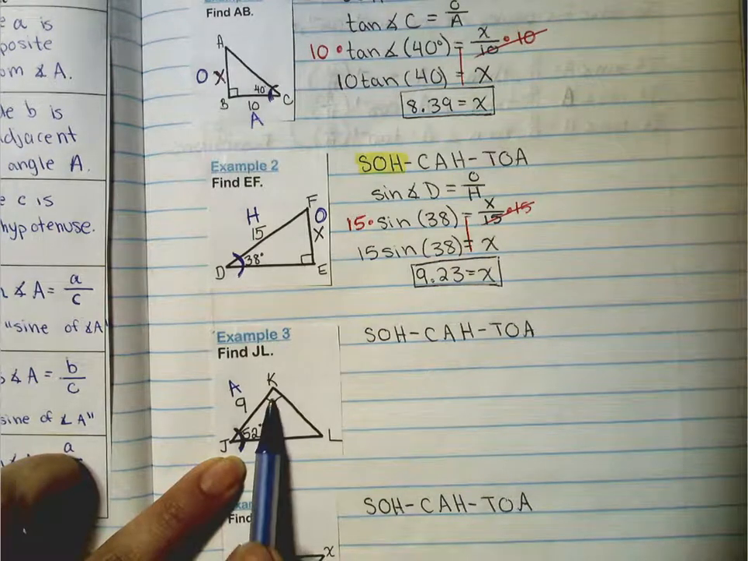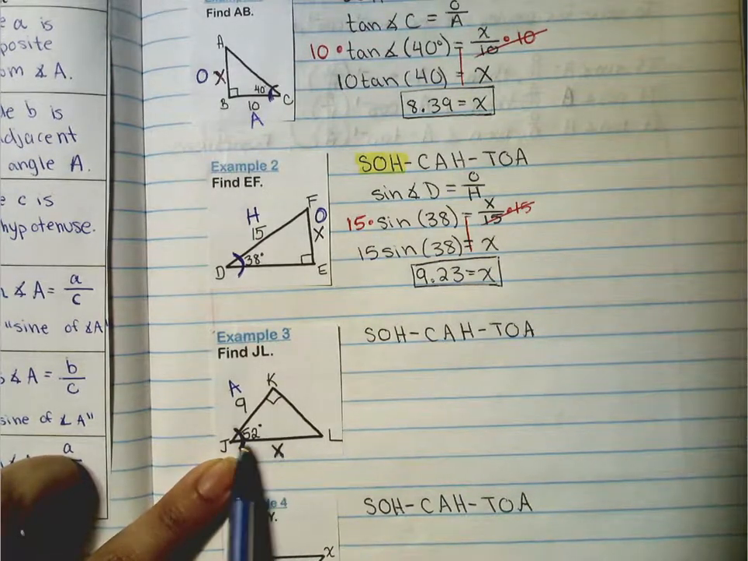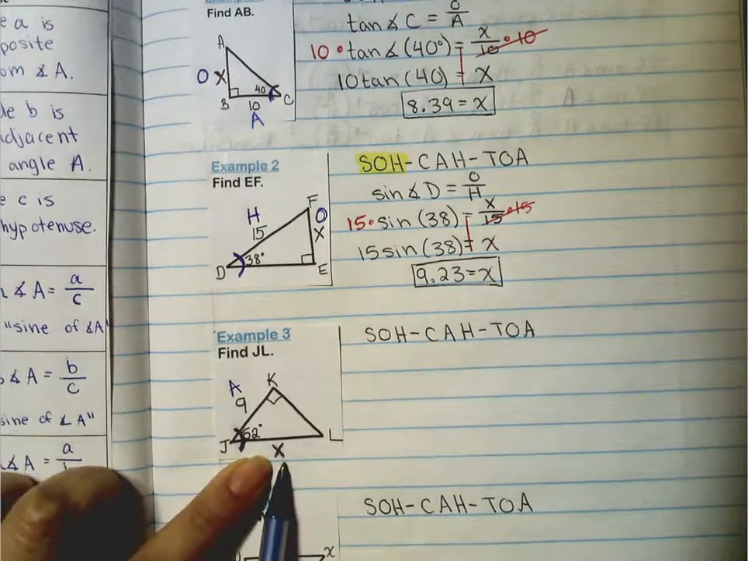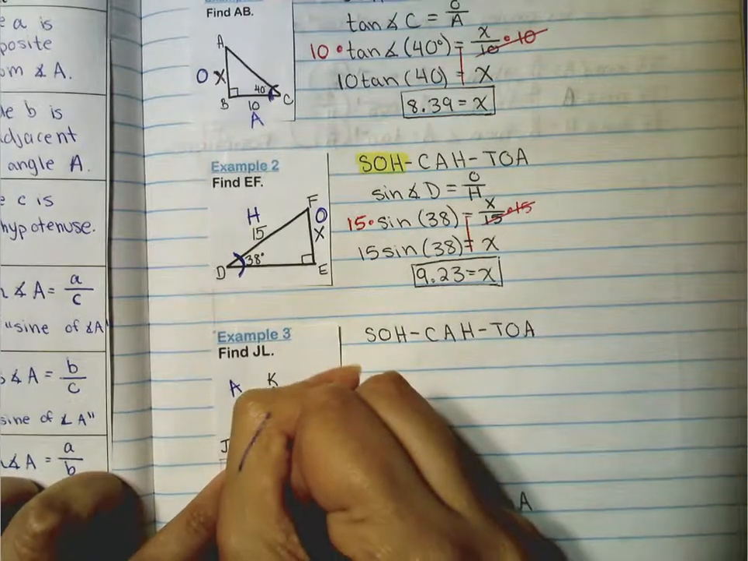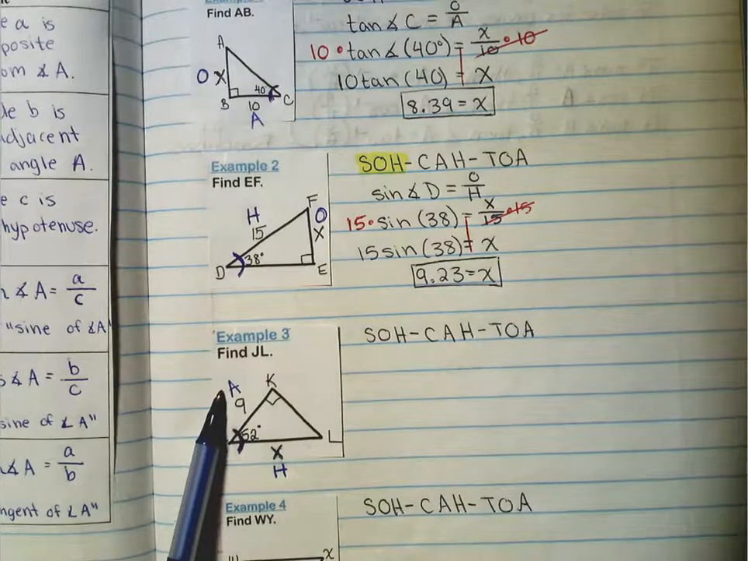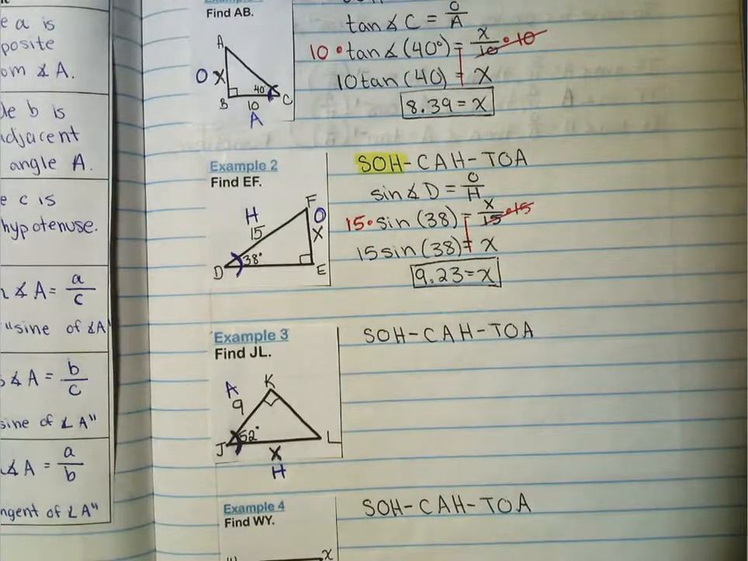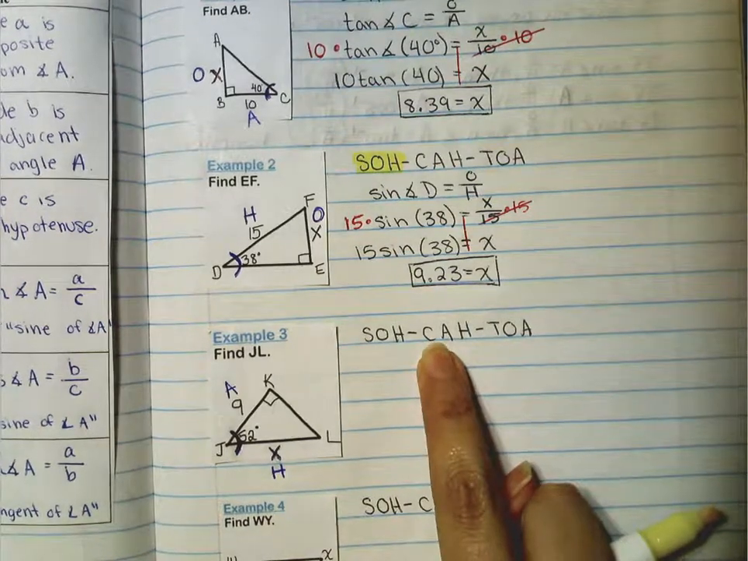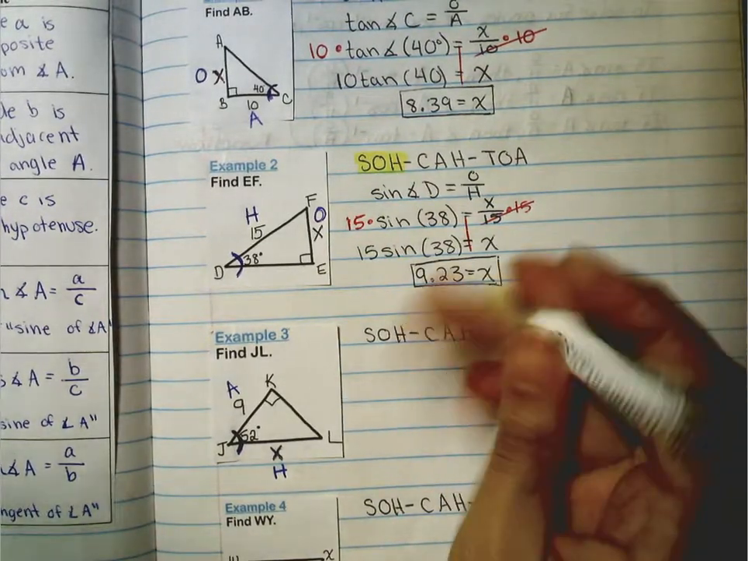And then the X is opposite from the 90 degree angle. It's the longest side, so that has to be the hypotenuse. I'm going to label that with H. So now I have A and I have H. So the trig function that I'm using this time is the middle one, cosine, A and H. I'm going to highlight that one.